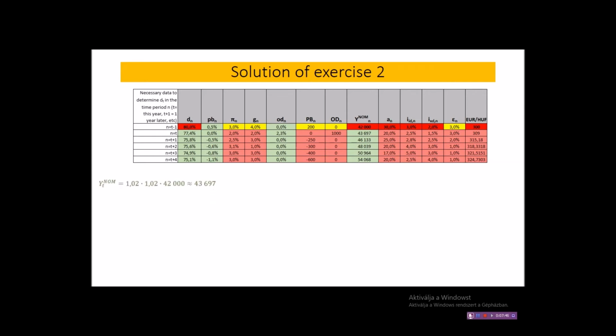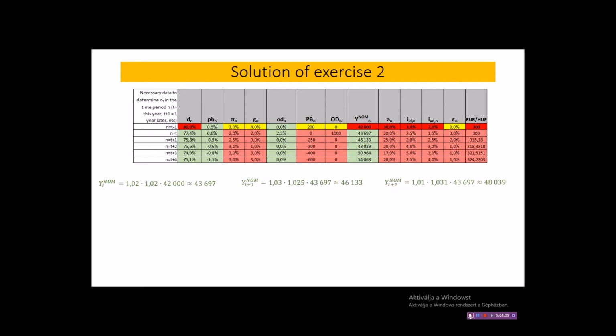First of all, epsilon t, the nominal GDP of this year. This is a very simple task. You can easily calculate it if you multiply 1 plus g with 1 plus p and epsilon t minus 1. Both the g and p are 2%, so the multiplication will be 1.02 multiplied by 1.02 multiplied by 42,000. If we round up the result, it will be 43,697, obviously billion forints. We can calculate epsilon t plus 1, epsilon t plus 2, and so on very similarly. You can see the solutions here.